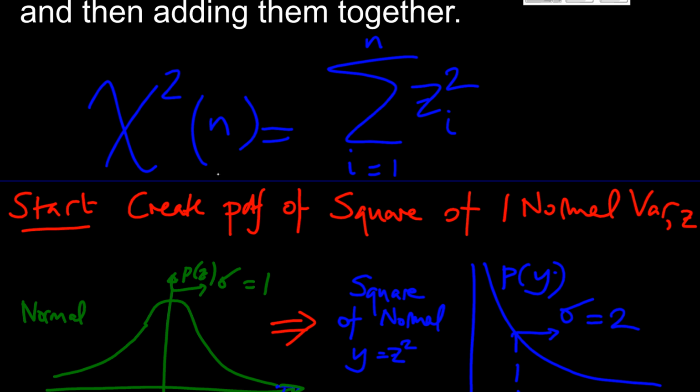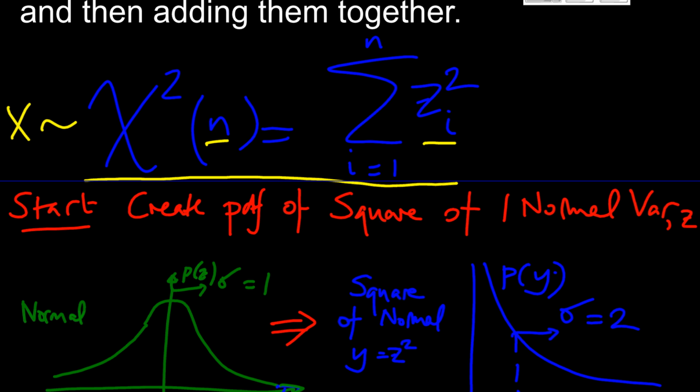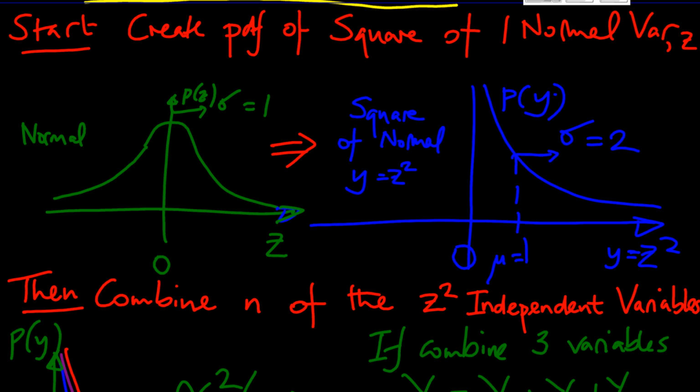This is the terminology for one of these distributions. So we'd have x, so let's call it x actually. X is chi-squared distributed, where n is the number of degrees of freedom, which is the number of variables we've added together, and basically we're taking our z and squaring it. Okay, so let's work that one through and see what happens.